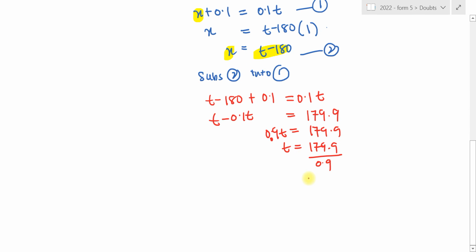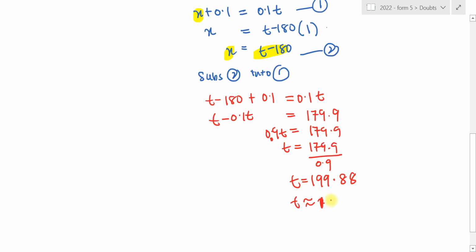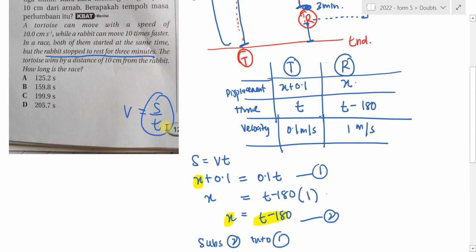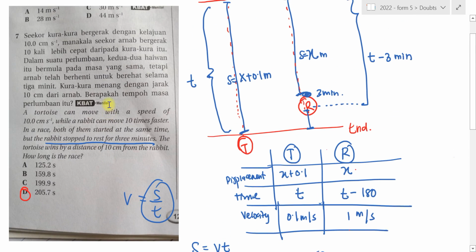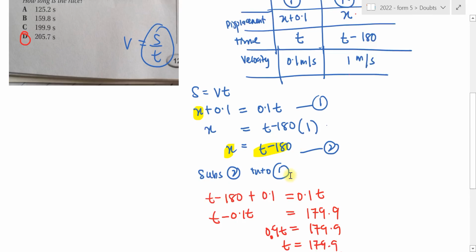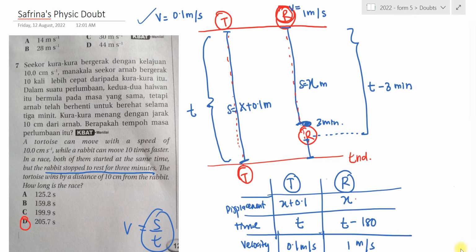Okay, the answer, t is 199.88. So if I were you, I would put 200. But according to this question, 199.9, they round off to 1 decimal point, seconds. So that is the answer. A rather challenging question, you need a lot of illustration, and you need to solve by simultaneous equations. Okay, go through it. Thank you.